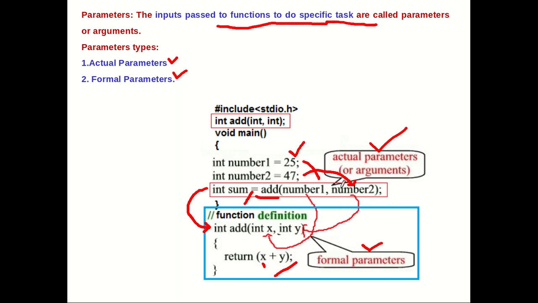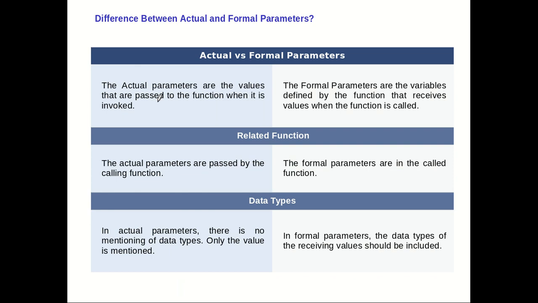These parameters are used to call a function. The formal parameters need to be mentioned with their type. That is why x and y are represented with their data type, and these formal parameters are used in the function body. So two types of parameters are used in function implementation. The same difference that I have explained just now is listed in a table here.